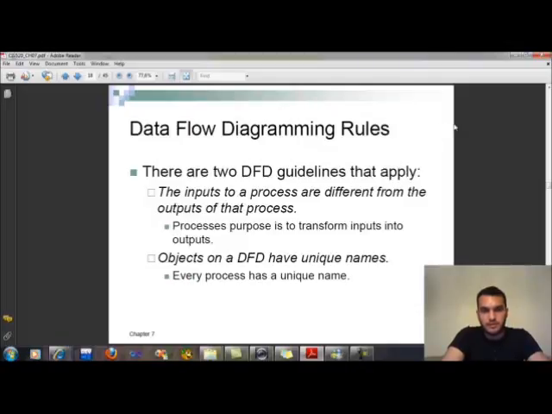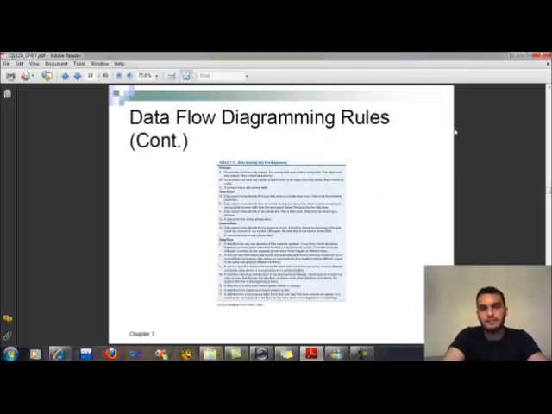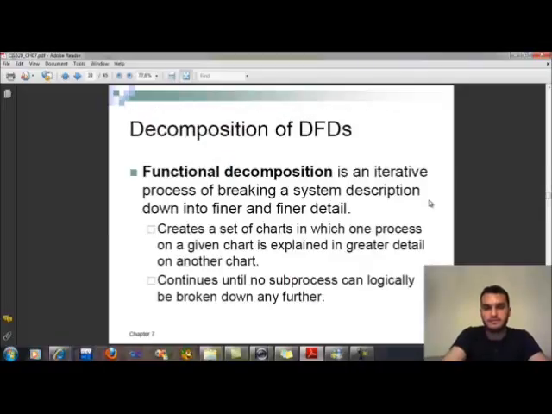And data flow diagramming rules. There are two data flow diagramming rules, guidelines that apply. The inputs to a process are different from the outputs of that process, and the process purpose is to transform inputs into outputs. And objects on a DFD have unique names. Every process has a unique name. And data flow diagramming rules, in this table we can look at here.